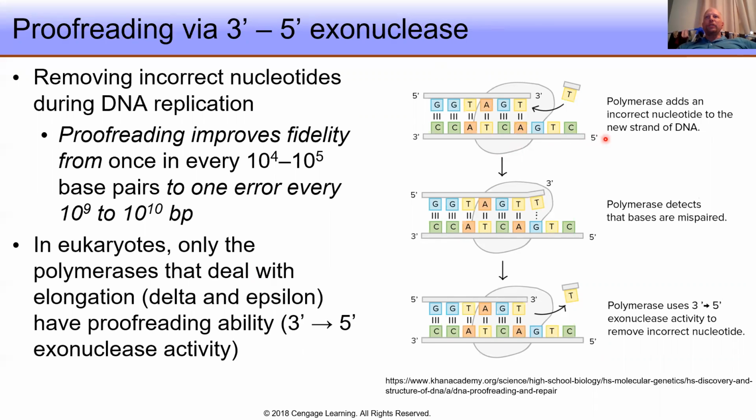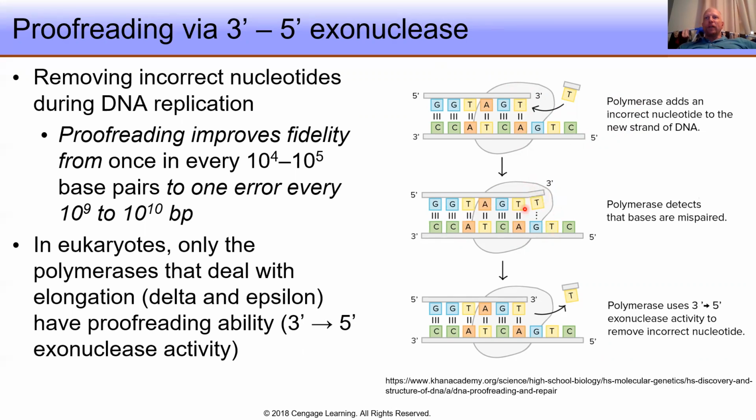So what occurs is occasionally a polymerase will make a mistake. It will incorporate the incorrect nucleotide in the new strand of DNA. And as a result, you get a mismatched pair in many cases, because remember that only certain bases bind to other bases. G only binds to C and T only binds to A.